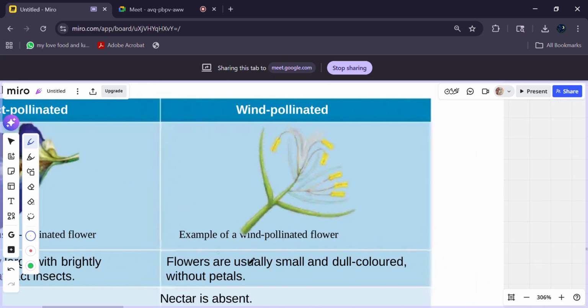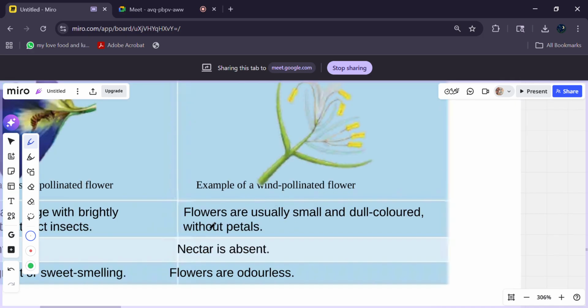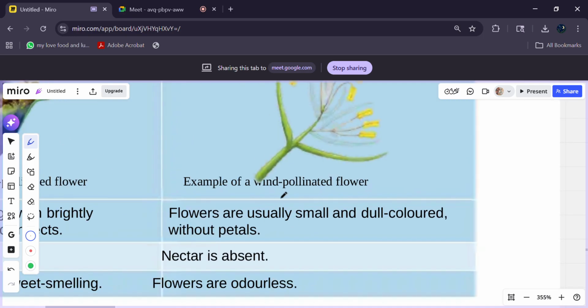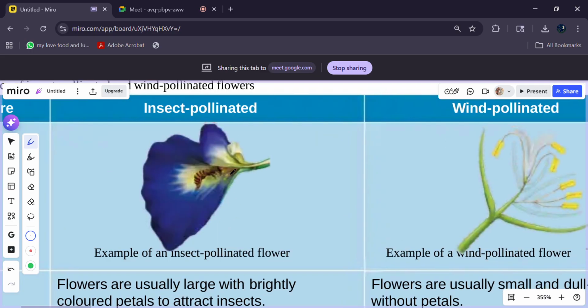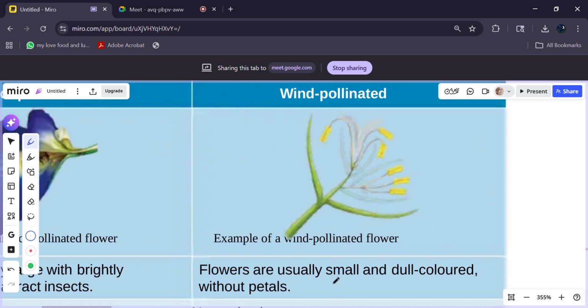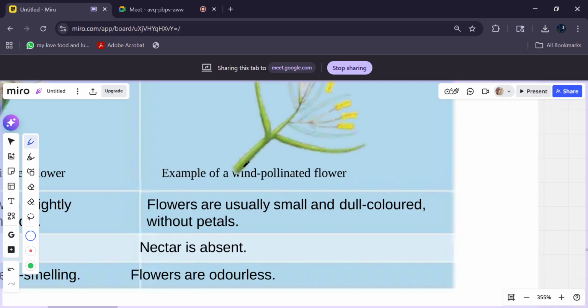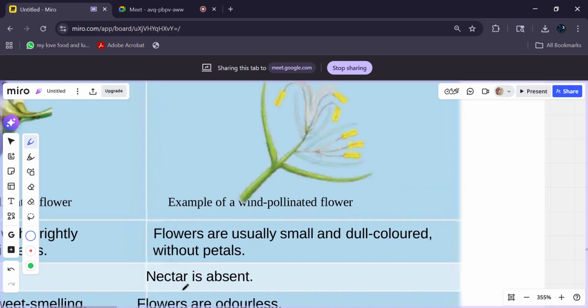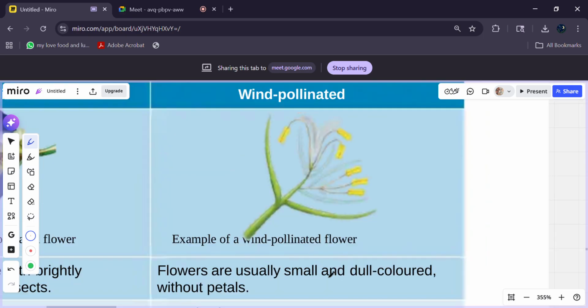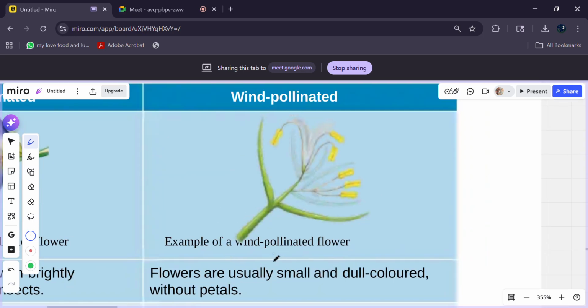However, in wind pollinated plants, flowers are usually small and dull colored without petals, and nectar is not needed as the insect does not come. The nectar is a sweet substance for insects to lick or eat, letting some pollen grains get stuck on their body. But without insects, there is no need to produce nectar. And the flowers in wind pollinated plants are odorless. They don't have a smell at all.